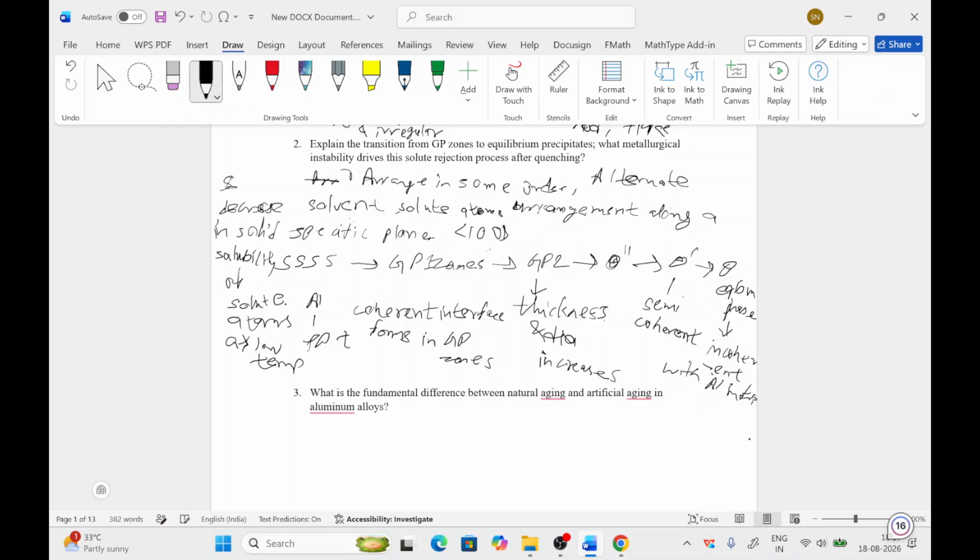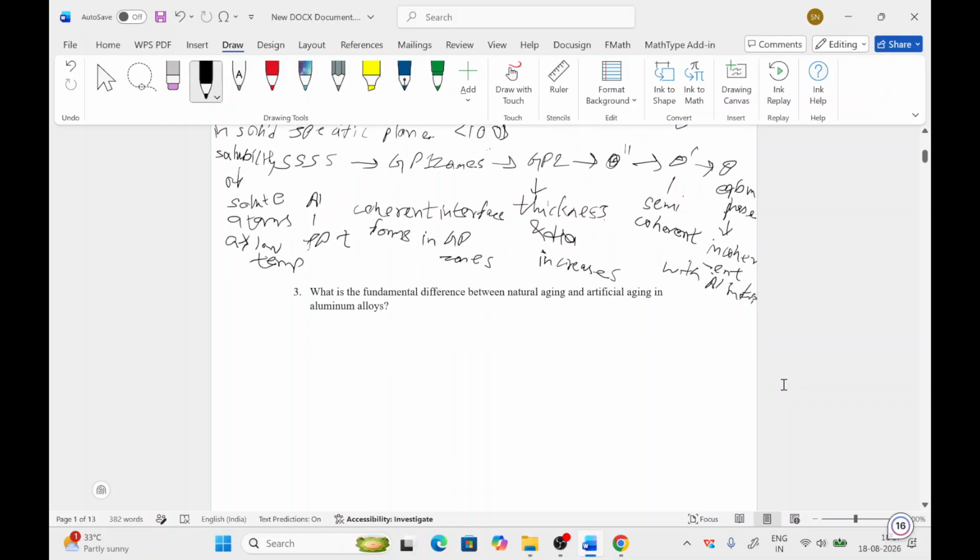So because the solubility decreases, the solute is rejected out from the aluminum matrix, because the aluminum can only have very little, a low concentration, dissolved at the low temperature. So the extra solute atoms are rejected out from the aluminum matrix.